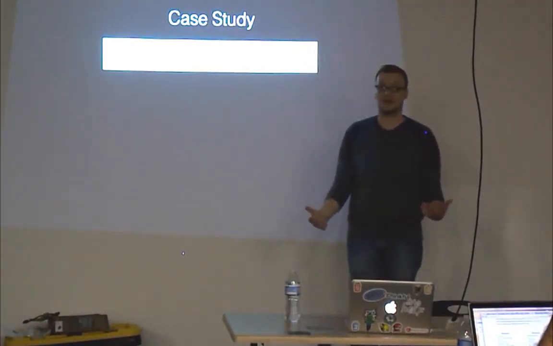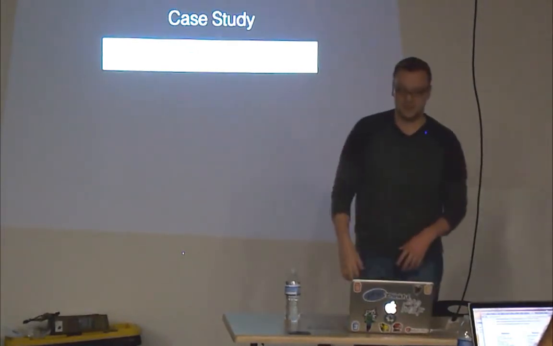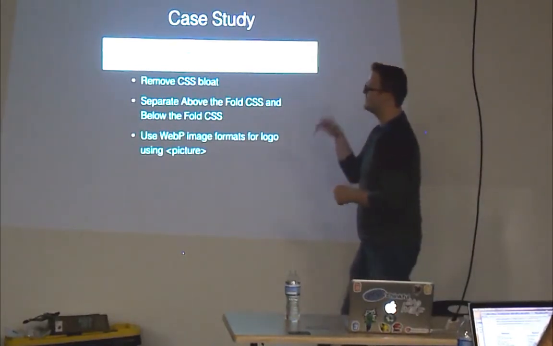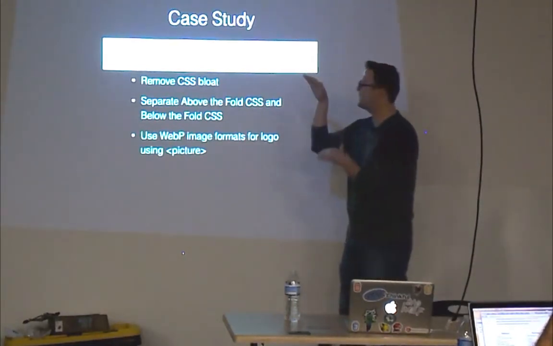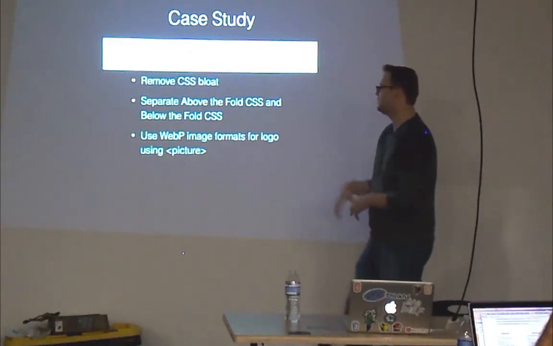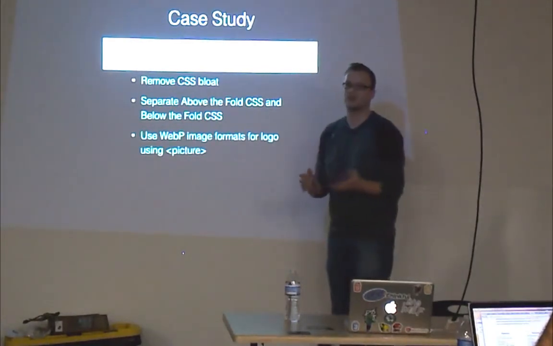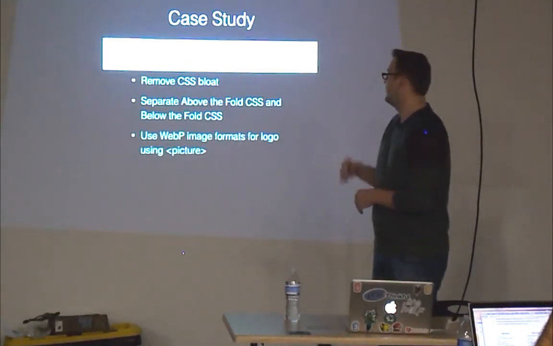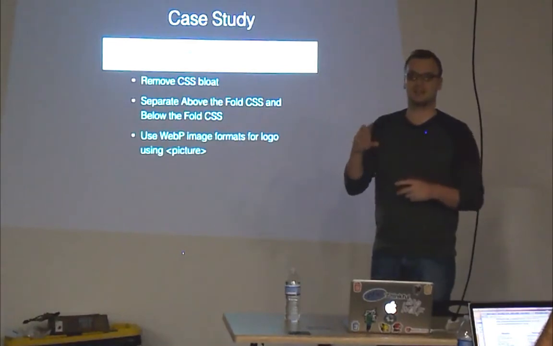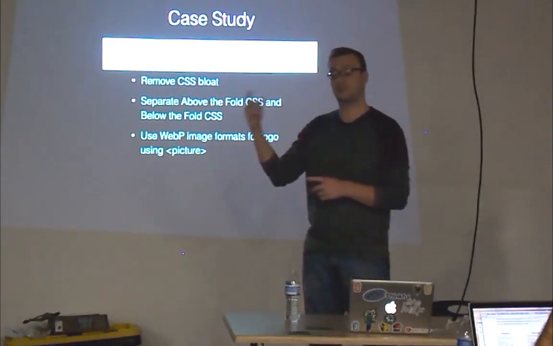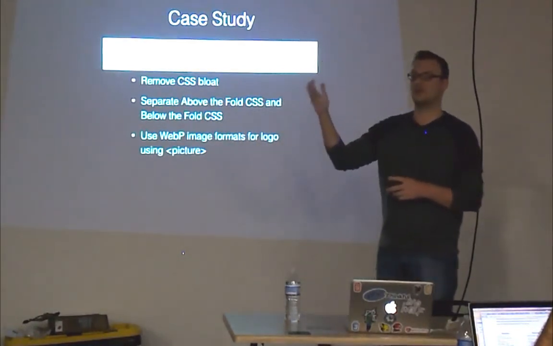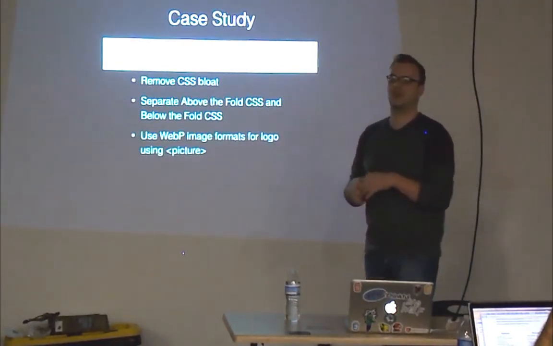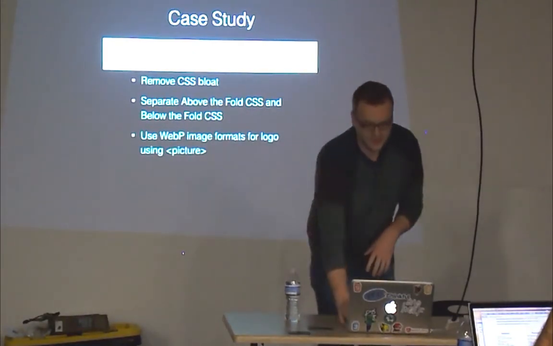Now that's obviously not where we want it to be. That was just the first pass. We've got some more stuff that we're going to be doing with this client. Removing CSS bloat, separating above the fold CSS and below the fold CSS, and using WebP image formats for logos. We're testing with some of that stuff and figuring out what works best. But again, 40% of users will abandon a request if it doesn't load within 3 seconds. And so we've got 3 seconds to make that impression.